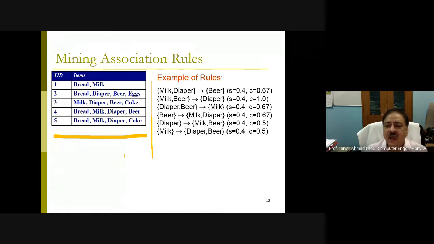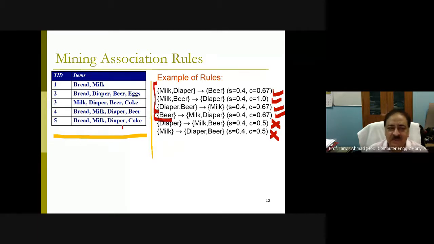Now suppose I give a support equal to 0.4 and a confidence of, say, 0.67. In that case, I will end up getting this one, this one, this one, and this one. Whereas these two rules will be pruned because the confidence is less than 0.67, and therefore I will end up finding these 4 rules.